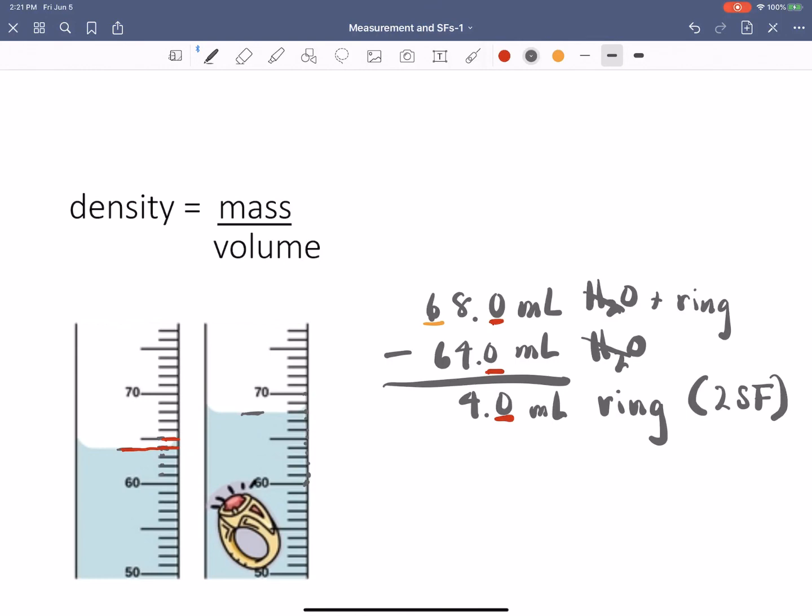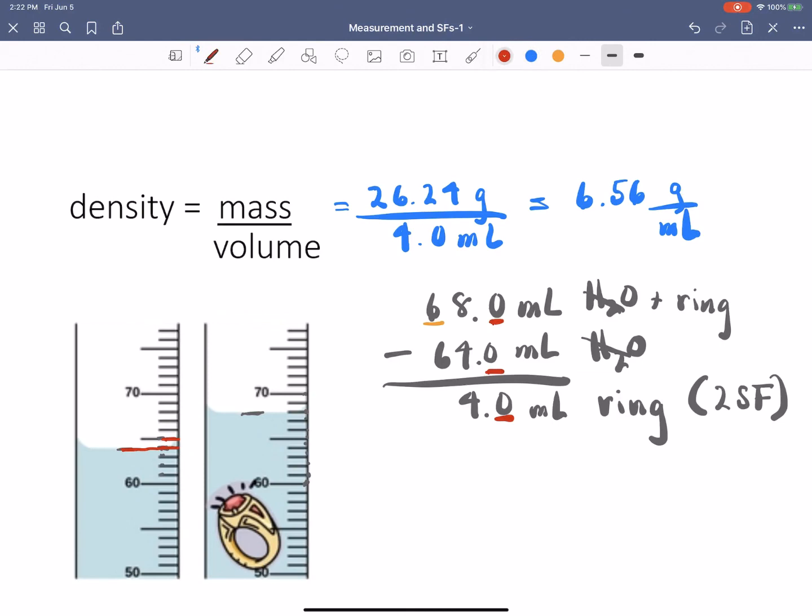We would need to use a balance to find the mass. So let's say that we put that on a balance. We found a mass. And the mass of that ring, I'm going to put it on a centigram balance. So we're going to go to the centi of a gram, or the hundredth of a gram. And let's say it was 26.24 grams was the mass. And the volume of that ring was 4.0 milliliters. I'm going to do a little math. And I got 6.56 grams per milliliter.